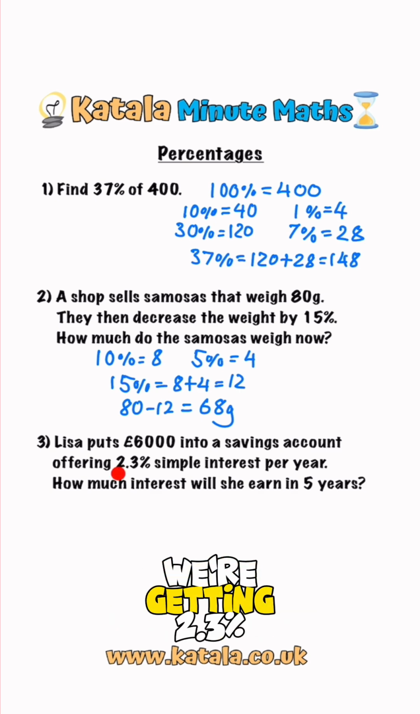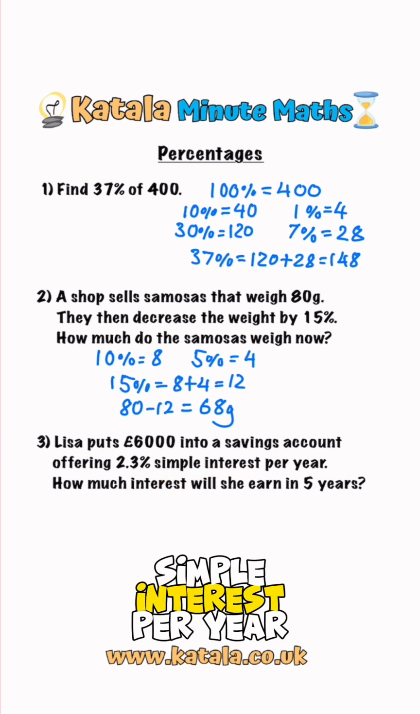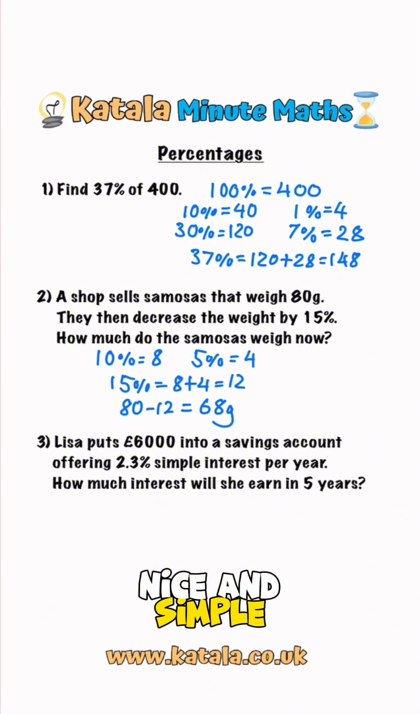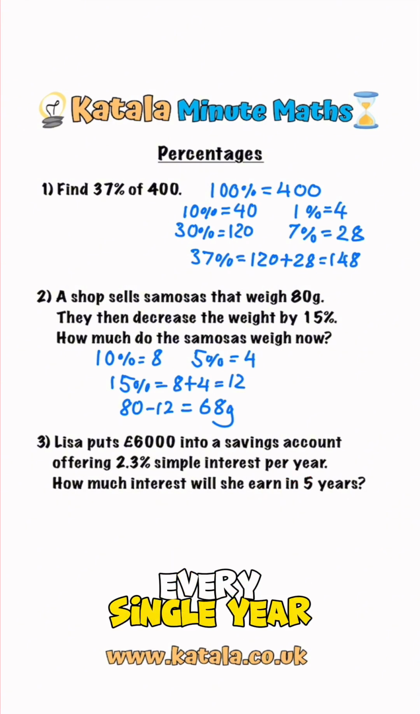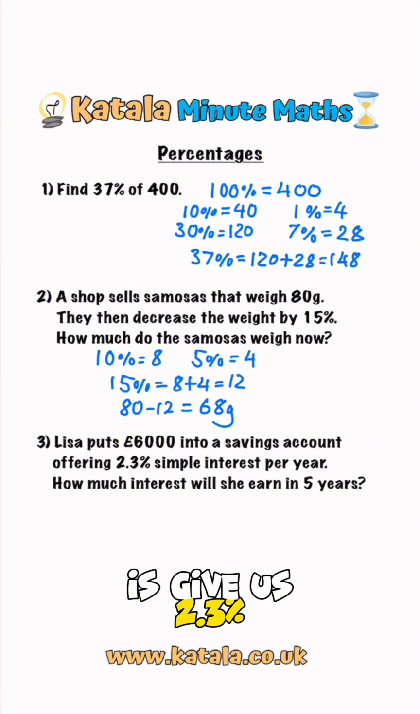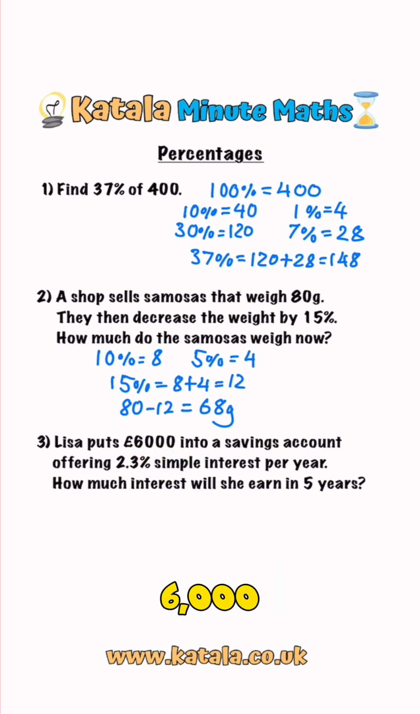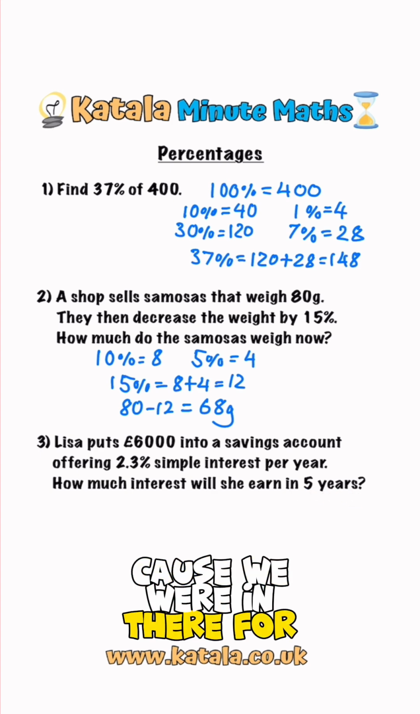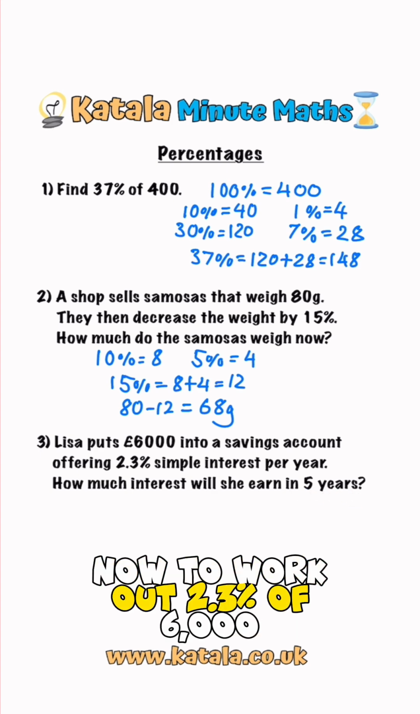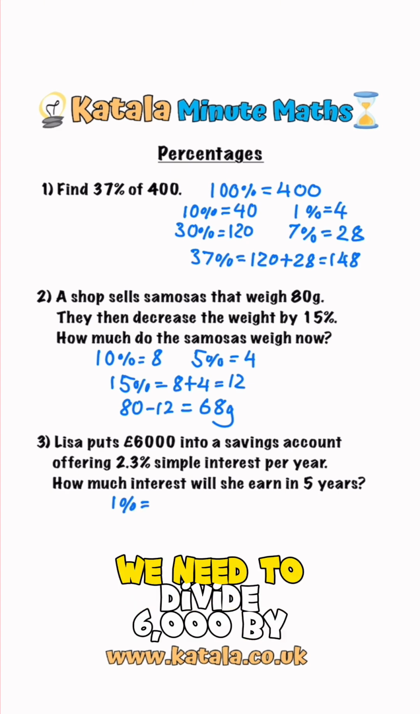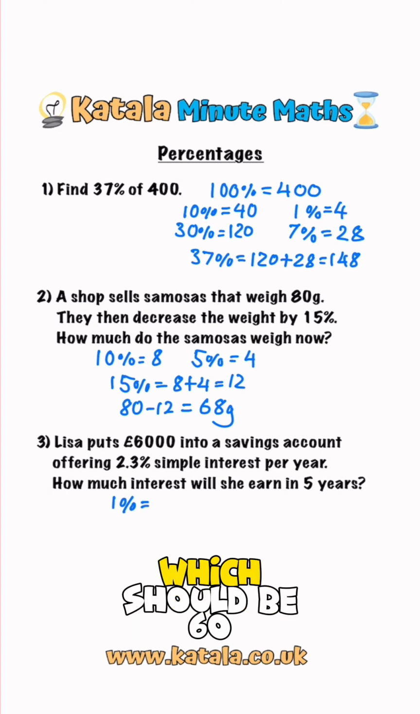Now in this case here, we're getting 2.3% simple interest per year. Now the way simple interest works is, as the name suggests, nice and simple. What the bank's going to do every single year is give us 2.3% of what we put in. So we need to work out 2.3% of 6,000 and then times that by 5 because we were in there for 5 years. Now to work out 2.3% of 6,000, I'm actually going to go straight down to 1% first. And to do that, we need to divide 6,000 by 100, which would be 60.